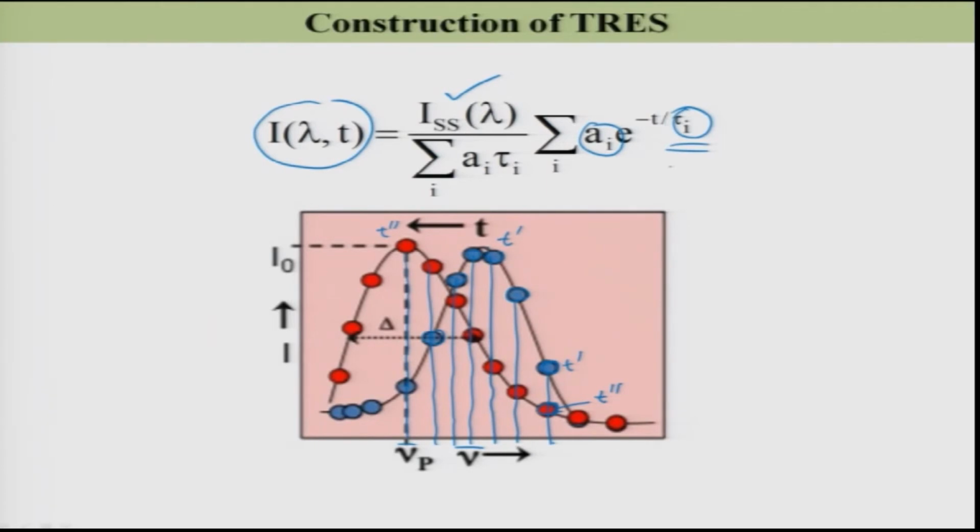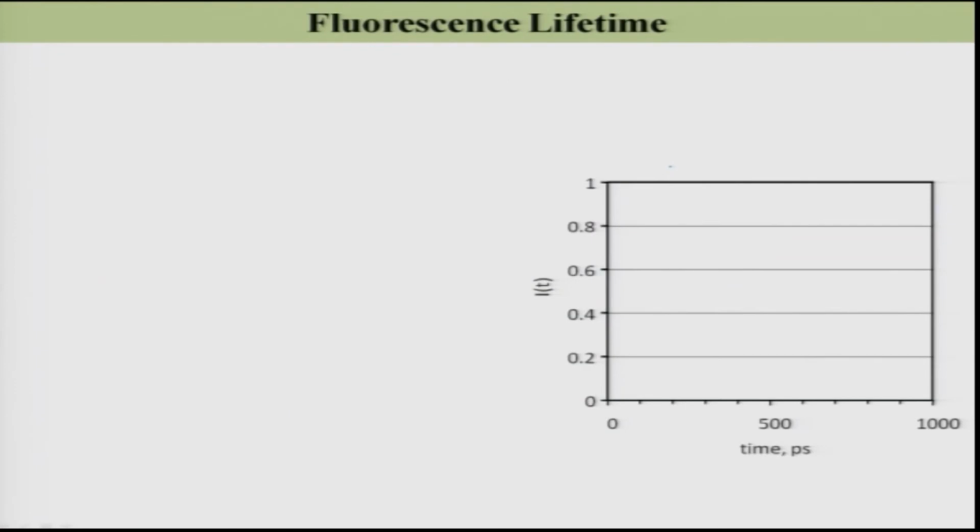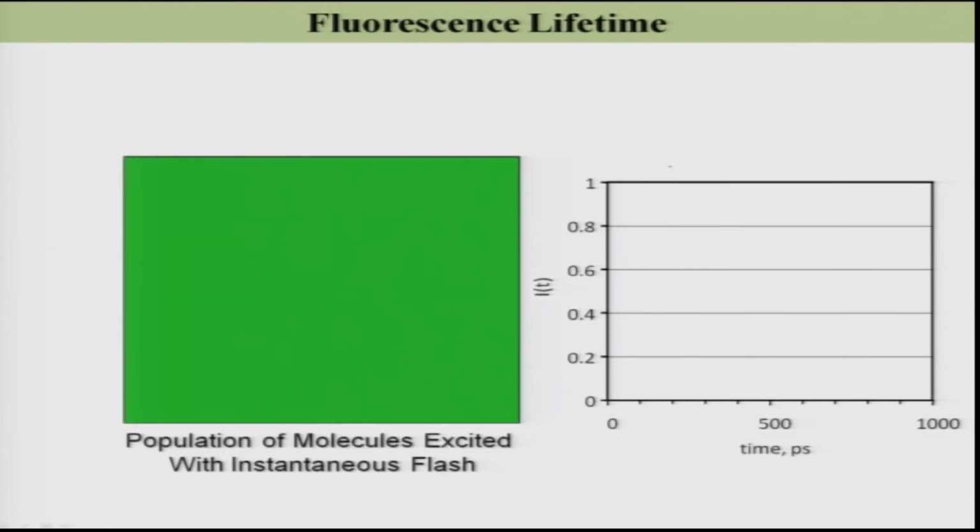So, measurement of fluorescence lifetime is important. Let us see how we are going to measure it. As I said earlier, the fluorescence lifetime of a sample, tau, means the average time the molecule spends in the excited state. Let us take these molecules in this box, and they are excited with an instantaneous flash. That means the time taken for excitation is assumed to be infinitely small, a delta function.